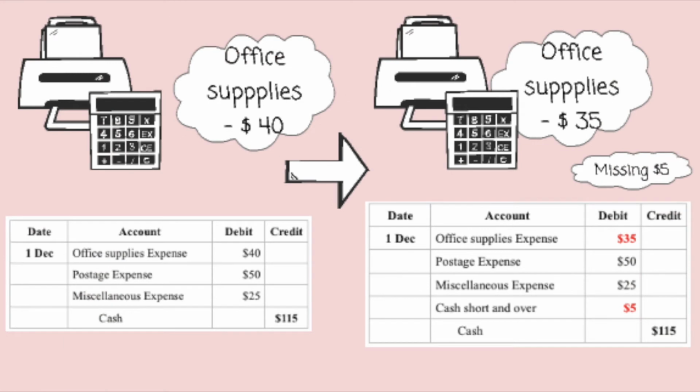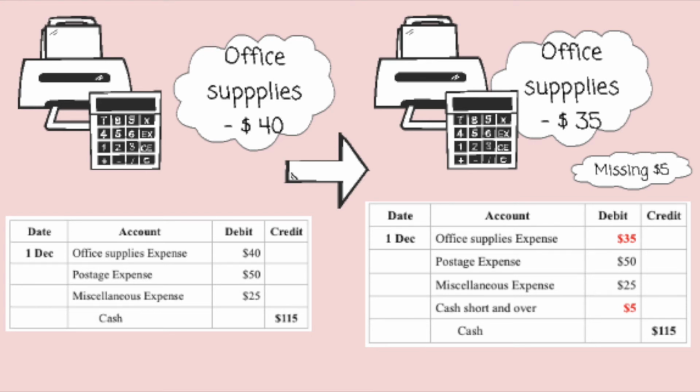In our example, suppose Belle records office supplies at $35 rather than $40. This would result in expenses totaling to $110 rather than $115. Belle must then debit the missing expense of $5 to the cash short and over account, bringing the total cash required back to $115.